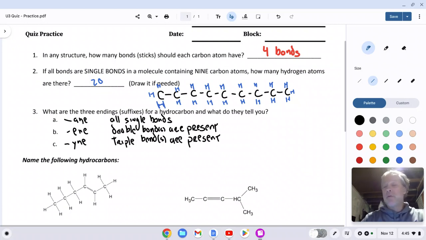The other thing I want to talk about really quickly is how I would grade this. Question number 1 and 2 are going to be all right or all wrong, meaning it's 1 point each. Question number 3 would be a 2-point problem. So this is 1 point, this is 1 point, and this would be 2 points. What that means is that you would get 1 point for correctly identifying -ane, -ene, or -yne, and then 1 point for correctly telling me what those mean: all single bonds, double bonds are present, triple bonds are present, and so on.